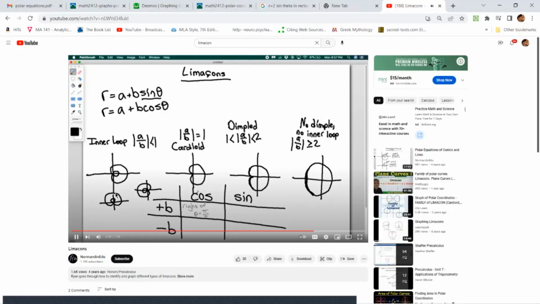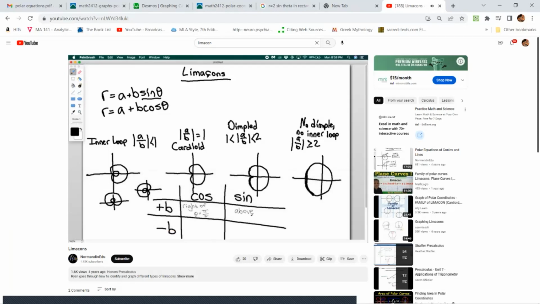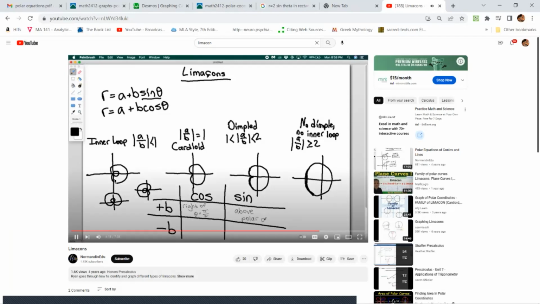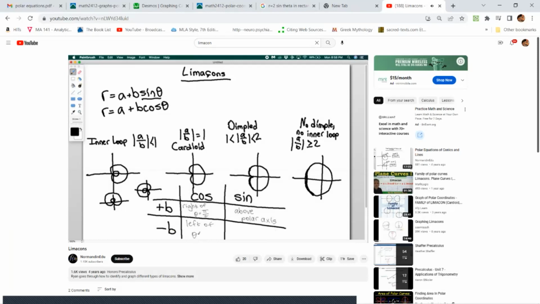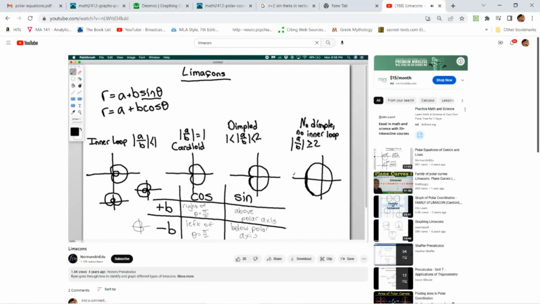So theta equals pi over 2 is what you think of as the y-axis. If we have sine and positive B, it's going to be above the polar axis. The polar axis is what you think of as the x-axis. And then the opposite if it's negative: you're going to have it to the left of theta equals pi over 2. So these would be flipped. My cardioid, instead of being like that, would be like that. And if it's a sine, then it's going to be below the polar axis. So if you want to know where the dimple is going to be, the flat side, the dimple, the cardioid, that's always going to be kind of on the opposite side.